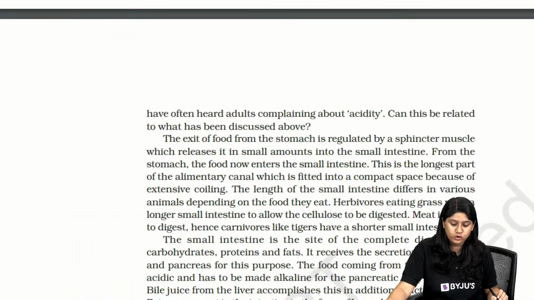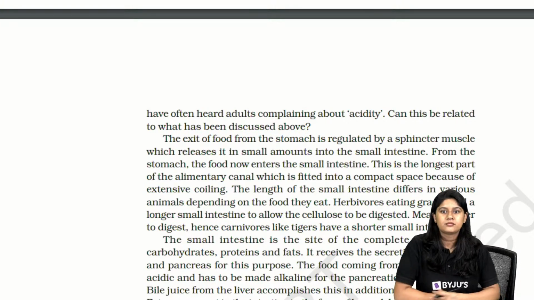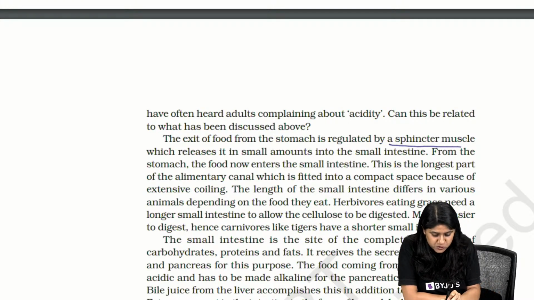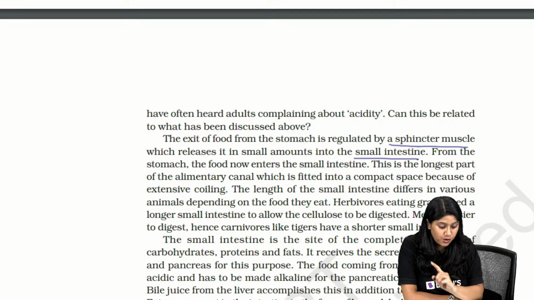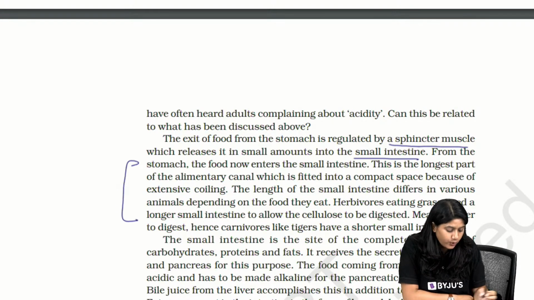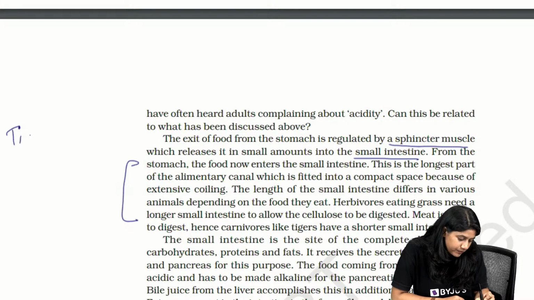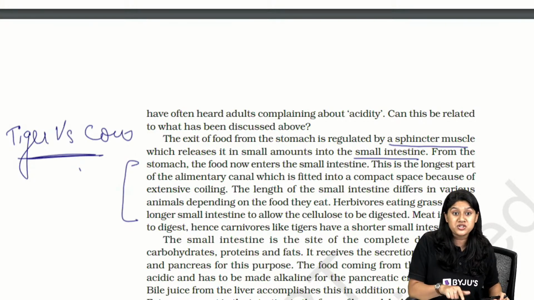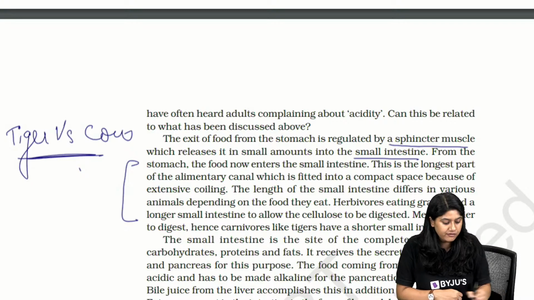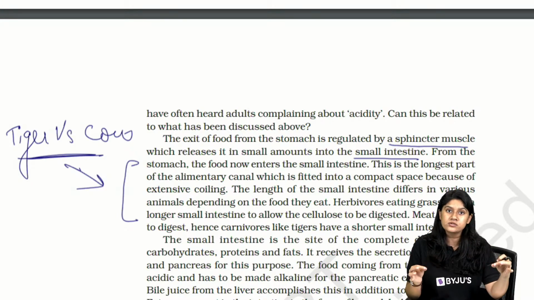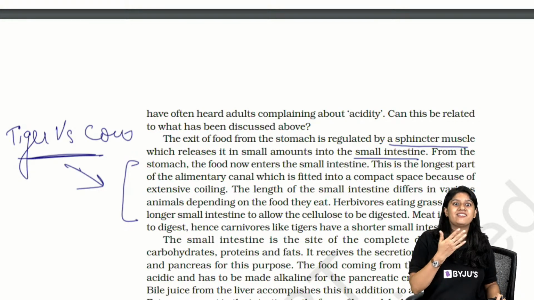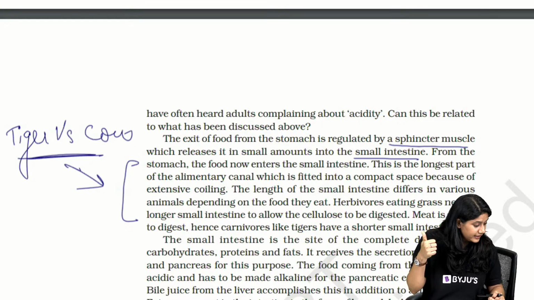Now, after this, everyone, where does the food move? The food moves to the small intestine, and of course, there we have the release of bile juice. So over here, they've talked about the sphincter muscle and they've mentioned the small intestine. Then see this paragraph: tiger versus cow, basically herbivores versus carnivores. This question is over here, why the herbivores' small intestine is longer as compared to the carnivores'. I'm sure all of you remember this question from the various sample papers. Clear, everyone?